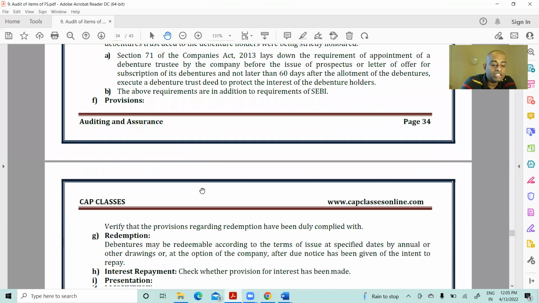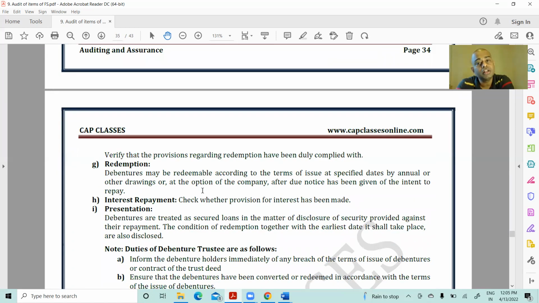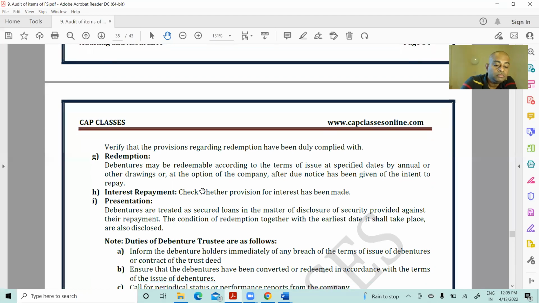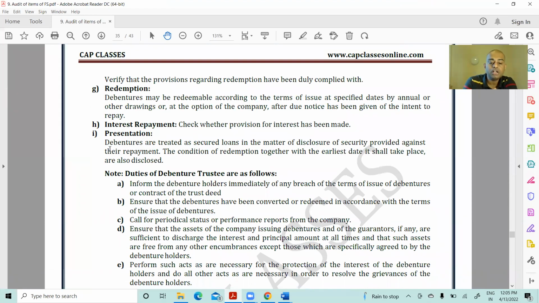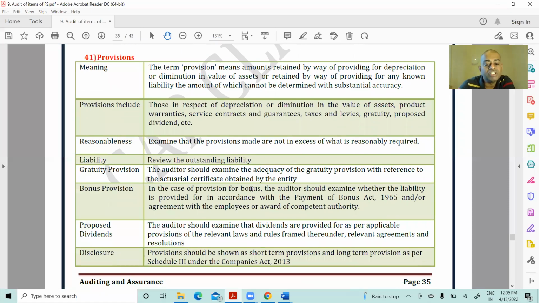Okay. Then provisions, verify the provisions regarding redemption. If there is any redeemable amount, whether amounts are transferred to debenture redemption reserve, whether any sinking fund is created out of that, debenture redemption reserve investment, statutory rules are there. You might have studied that in your Group 1 accounting also. Redemption of debentures, interest, repayments, presentation, how to show, duties of debenture trustees. This is the law part. This is not the auditing part. Then provisions, AS 29.